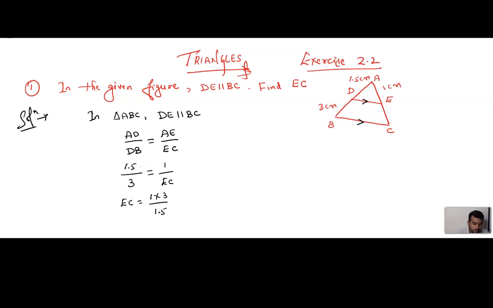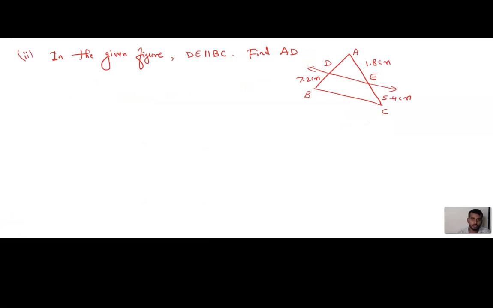Understood? Very good. Now, see children, 1.5 ones are 1.5, 1.5 twos are how much? 3.0, that is nothing but 3. So therefore EC is equal to 2 centimeters. That is the length of EC. That's it. Is this clear? Have you understood this problem? Very good. Copy down.